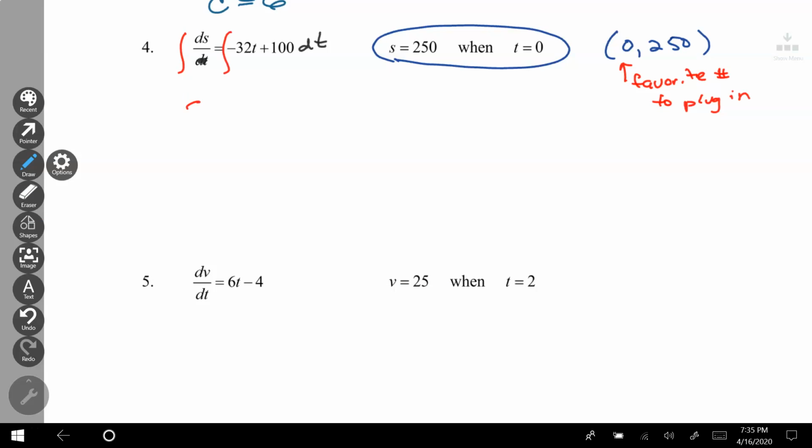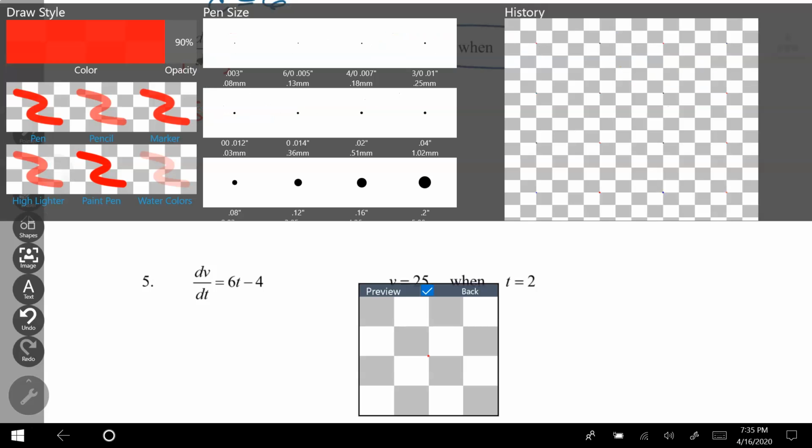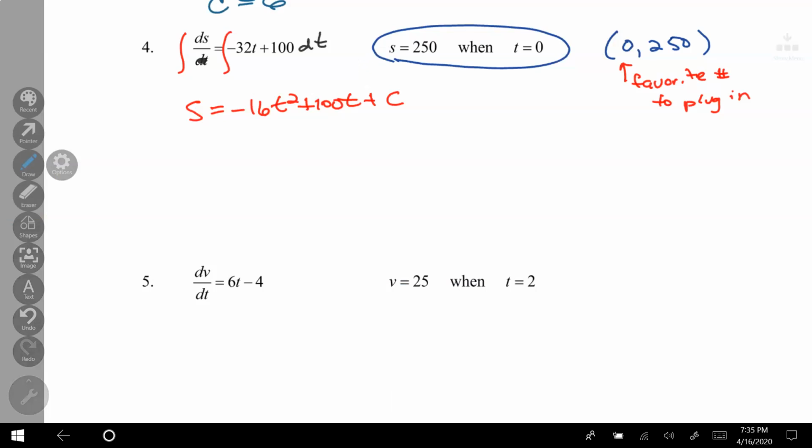And I get s equals negative 16t squared plus 100t plus c. Now, my initial condition is that when t was 0, s was 250. So ordered pair of (0, 250). I love plugging in 0 for my input. For most of these examples, it makes life really, really easy.